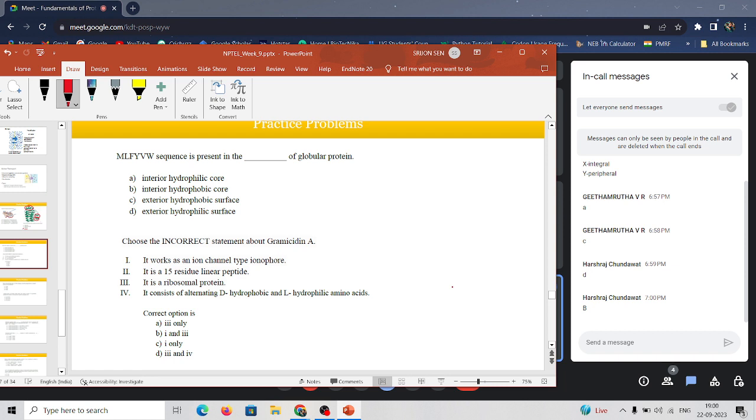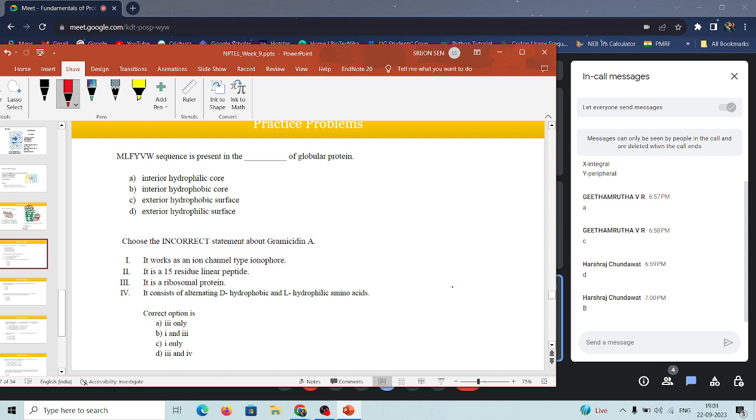Harshraj says B. Okay, can you tell me why you think that is the correct option? The amino acid sequence we have features methionine, leucine, phenylalanine, tyrosine, valine, which are mostly hydrophobic with only mildly polar properties. In a globular protein, it forms a hydrophobic core and an outer hydrophilic surface. So I think it will form an interior hydrophobic core.